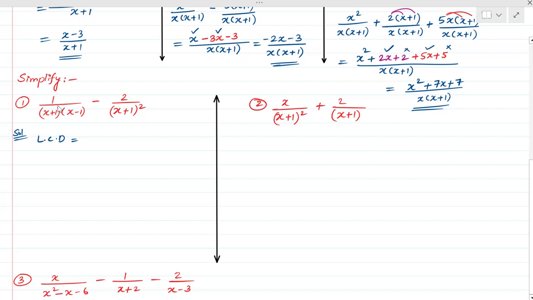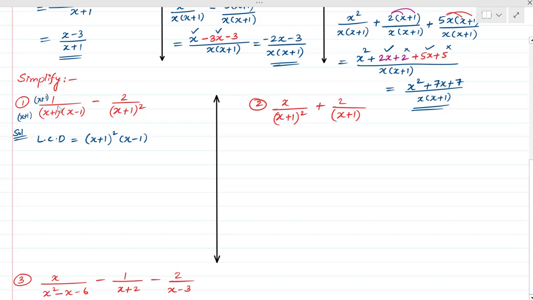Here, we will need x plus 1 whole square in the denominator, and coming to this fraction, x plus 1 is already there. There is a new term, that is x minus 1. So this is my LCD. I have to get this common in the denominator. So x minus 1 is there. So x plus 1 whole square, but it is x plus 1 to the power 1. So I multiply here x plus 1 and here also x plus 1.